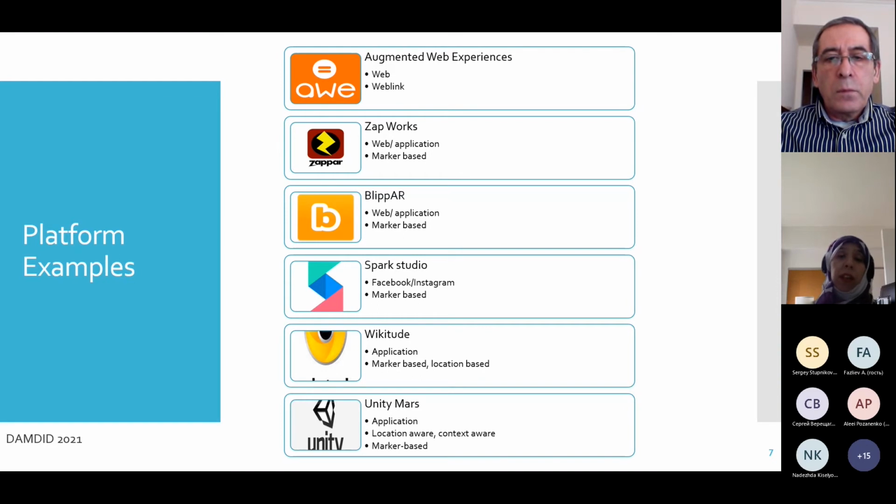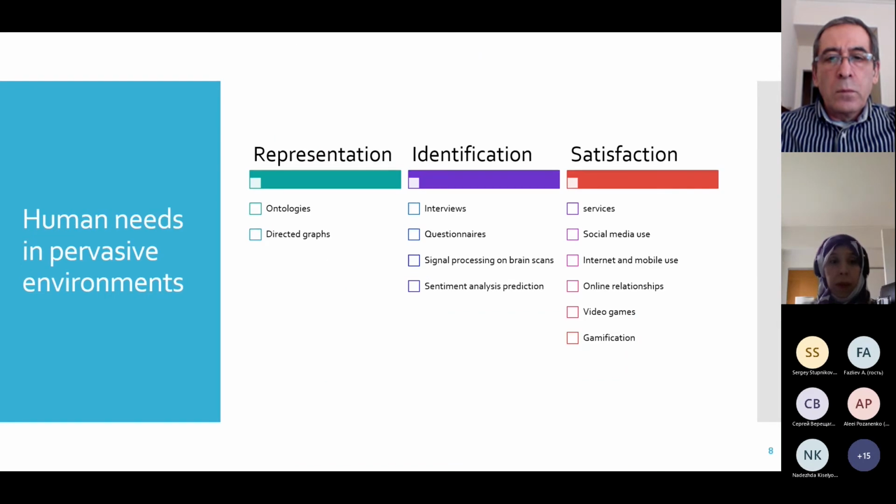Most of these platforms, as you see, are marker-based. They require a specific marker in order to view the experience. Okay, now moving on to the concept of human needs and how it's been studied earlier in research.